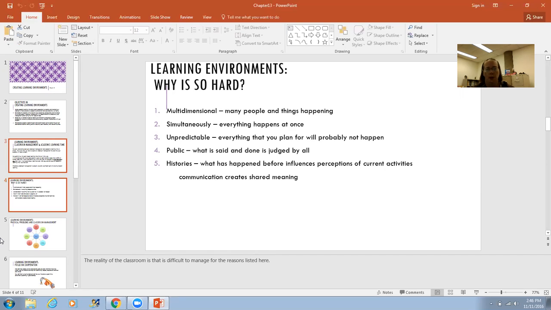Then last is this idea of history. So what has happened before influences perceptions of current activity. So whatever we've done in the past that did or didn't work well influences how students will react now. And basically this all boils down to one idea, and that's that communication creates shared meaning. So whether we want to or not, we're constantly communicating, and that influences what happens. Pretty simple idea.